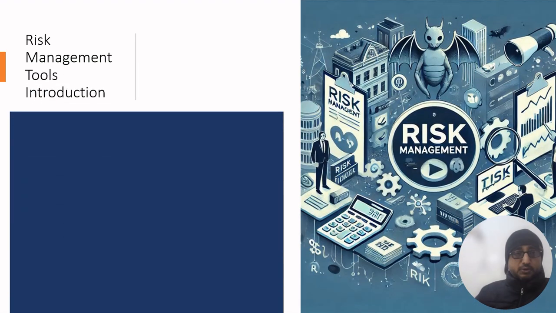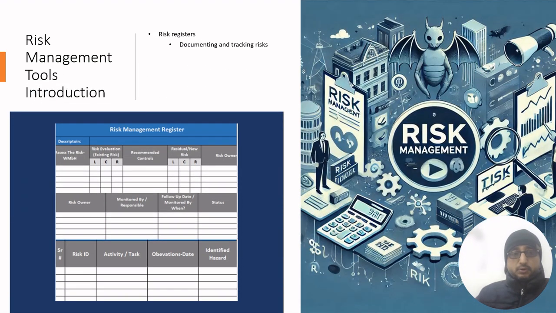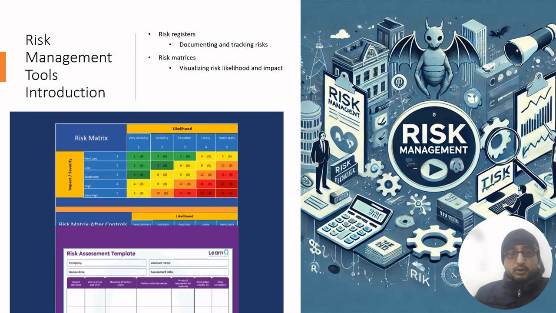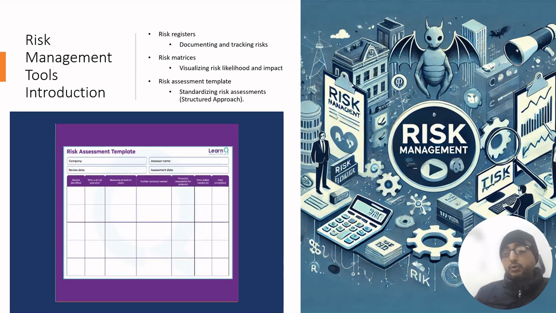Okay, now let's look at some risk management tools. First, risk registers, very important. They let us document and track our risk records. Then risk metrics, which let us visualize likelihood and severity. And then come the risk assessment templates we can use for our ease. They give us a structured approach.